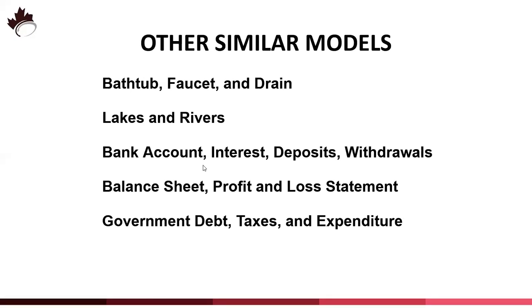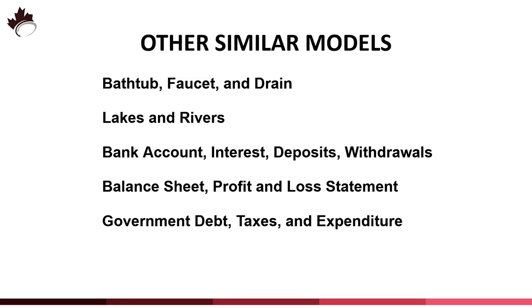Okay, another thing that we can note is that the structure that I showed you for population can be used for many other models, many other systems. The classic one is the bathtub with a faucet and drain, which is taught to people initially learning system dynamics. But you can also look at lakes and rivers as models like this, with a stock of water in the lake and flows in the rivers. You can look at a bank account with interest, deposits and withdrawals, in a similar model.